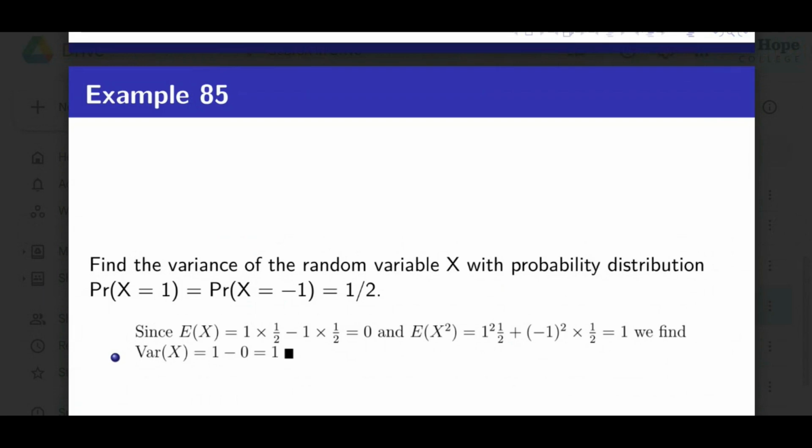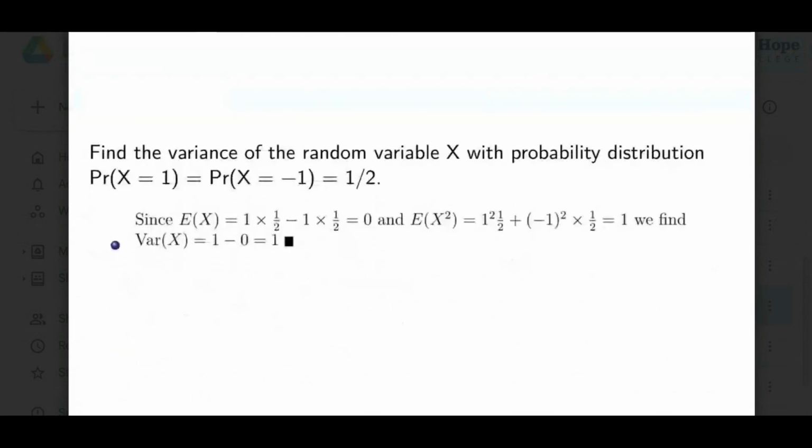This is very simple, but the reason why I'm giving this example is because you have to be very careful with minus signs for expected values. For E[X²], because you're squaring, the minus disappears, but not for expected values, right?